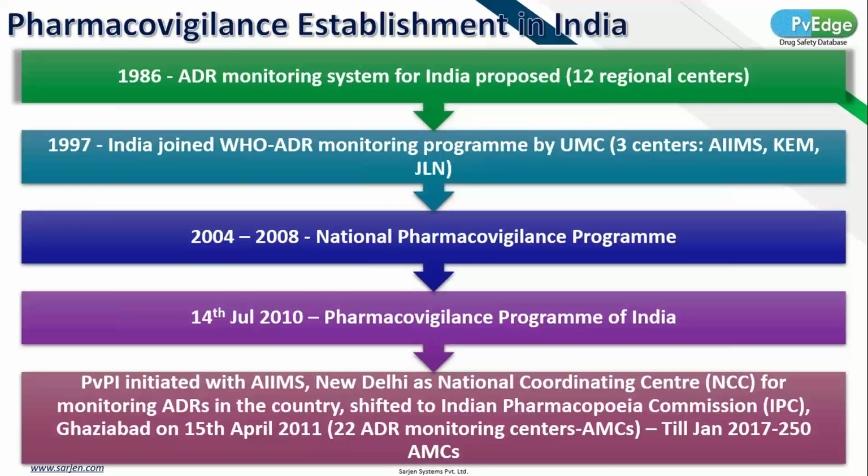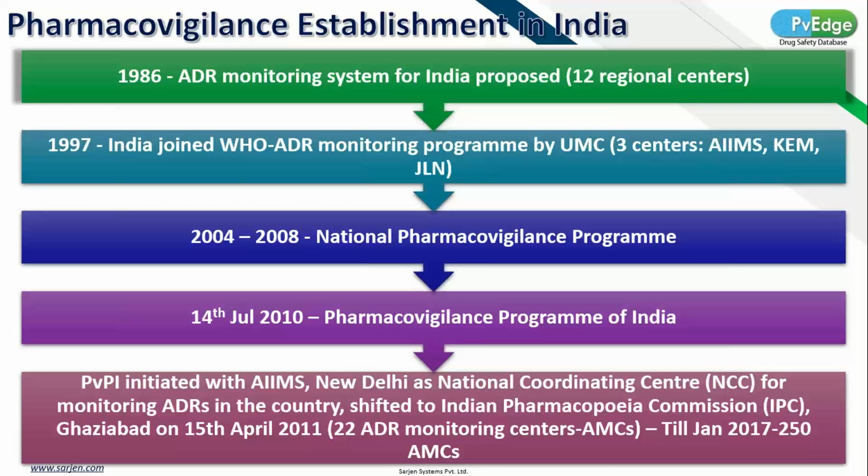India actively participated in the WHO ADR monitoring program, which is conducted by the Uppsala Monitoring Centre in Sweden. With the help of WHO, the Indian government later established three major zonal regional centers: first is AIIMS Delhi, the All India Institute of Medical Sciences, then KEM Hospital, and the JLM Hospital at Mumbai.